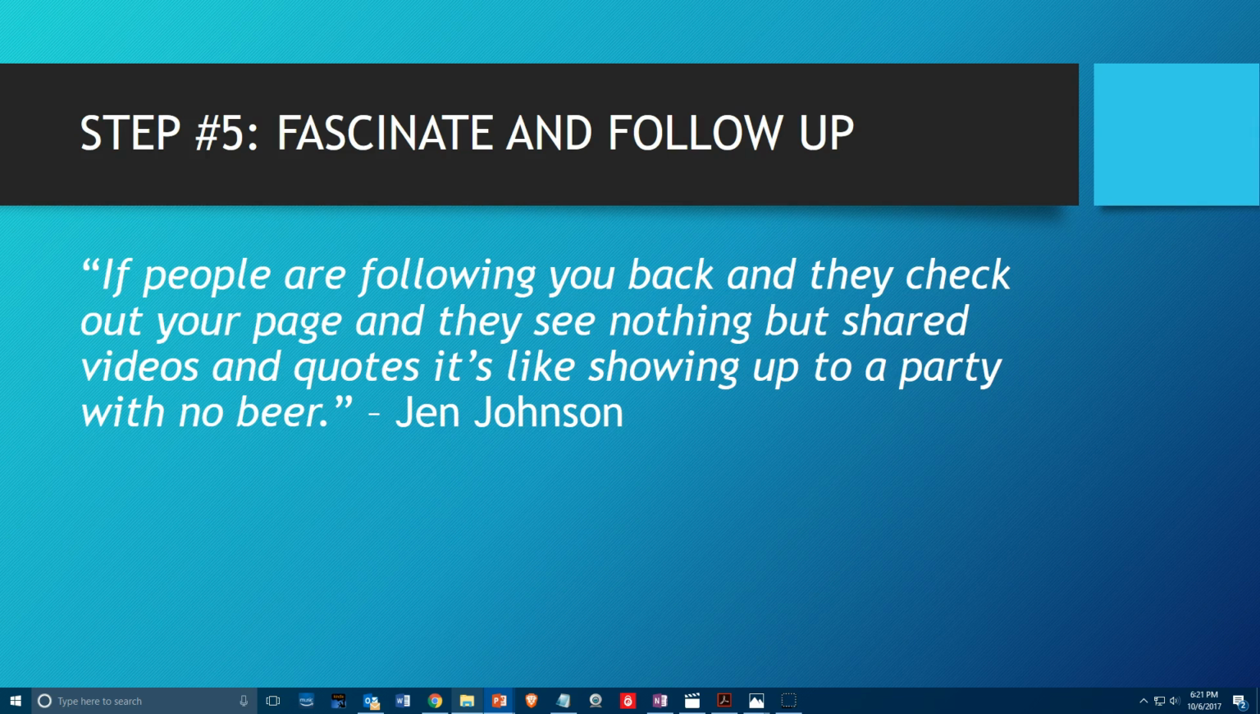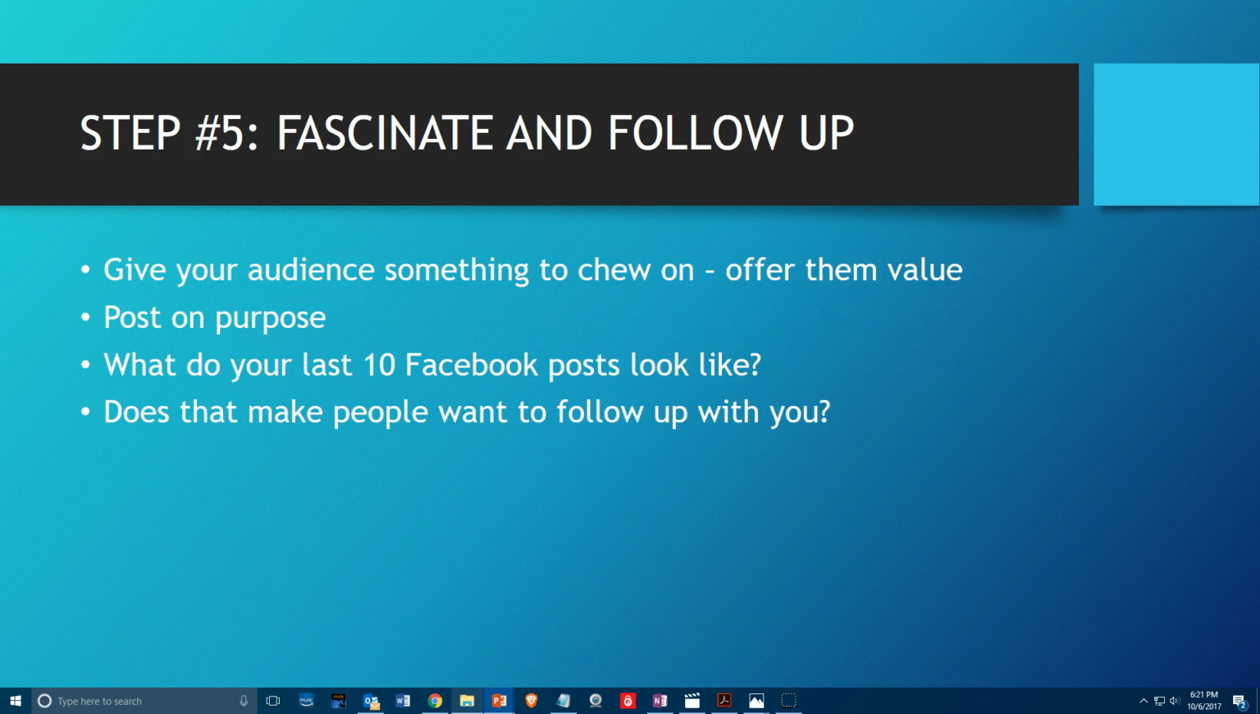I thought this was great. She said if people are following you back and they check out your page and they see nothing but shared videos and quotes or walking bulletin boards, it's like showing up to a party with no beer. You want to give them something to chew on. Offer them value. You want to be posting on purpose.